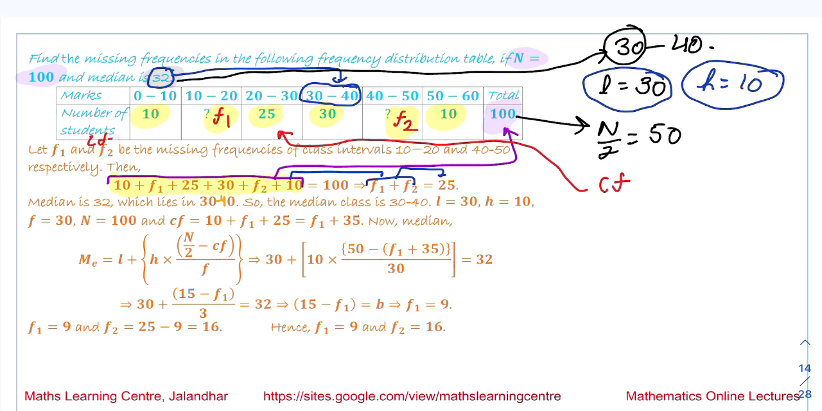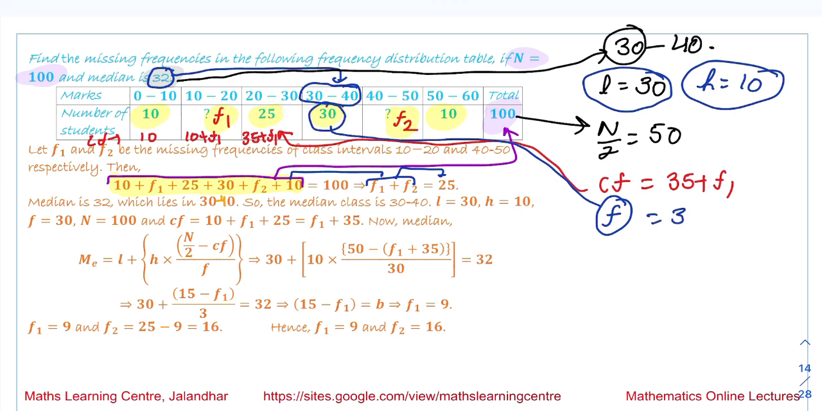So if we write the value of CF, this is 10, then it is 10 plus F1, and this is 35 plus F1. So the value of CF is 35 plus F1. The next value is F, the frequency of the median class, and the frequency of the median class is 30.